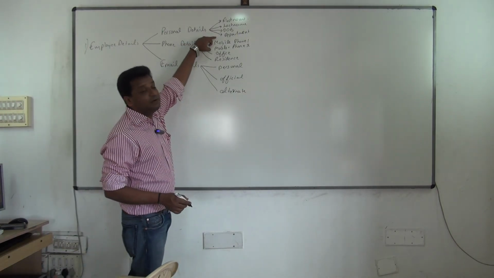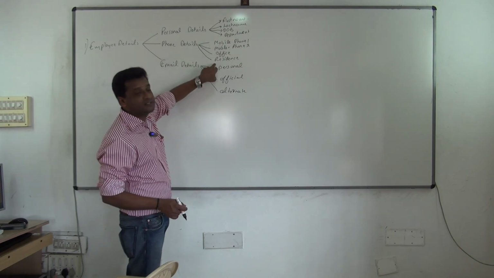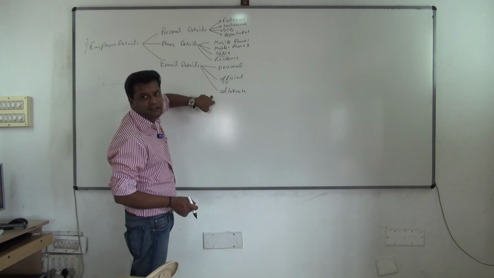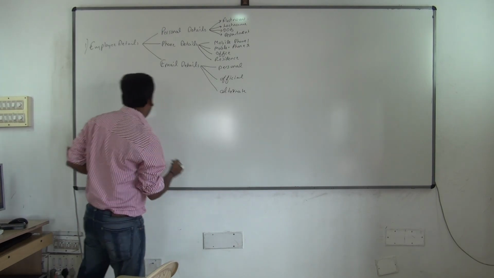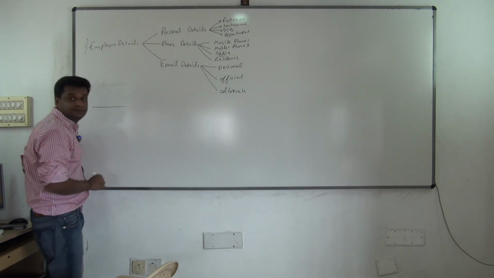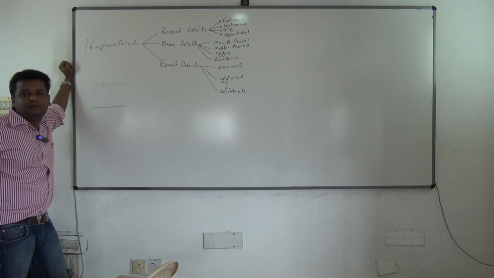First name, last name, date of birth, department. Next one is phone details: mobile phone 1, mobile phone 2, office, residence. Email details are personal email, official email, alternate email. One more. So how will you create the table now? You tell. At least draw. How many columns will be there in your table?